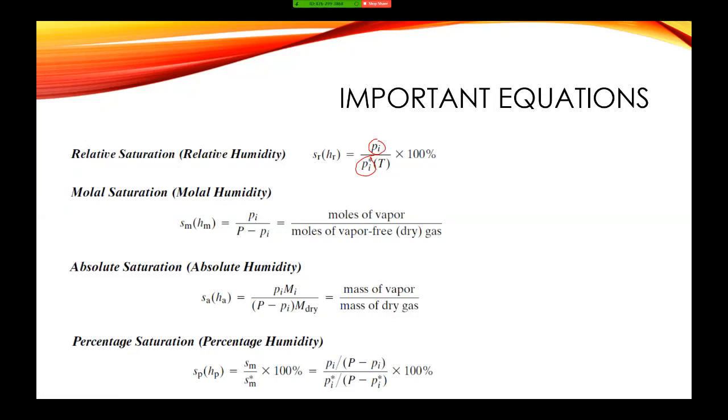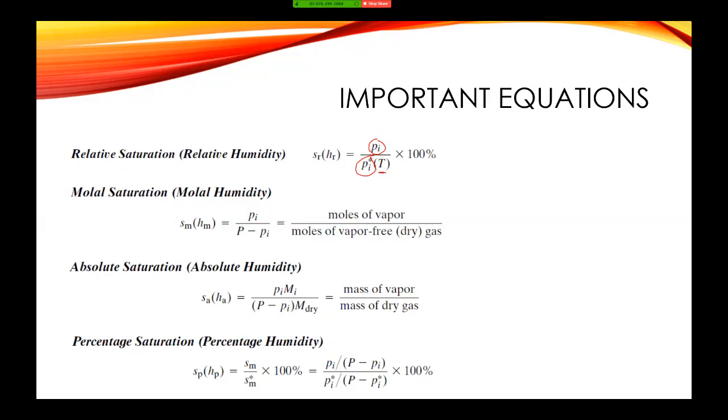So you see, it's a relation of the partial pressure of water and how close it is to the saturation, right? That's why it's called relative humidity. Relative humidity, of course, changes with the temperature, because vapor pressure changes with the temperature. Then we have what is called a molar saturation or molar humidity.